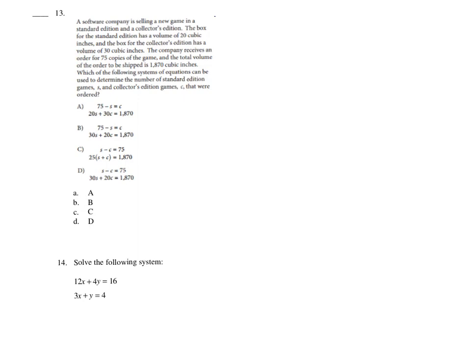All right, next up here, this one says, let's see. Okay, so the standard is 20 cubic inches, and then the collectors is 30. So I would call that 20 times the standard plus 30 times the collectors for the cubic inches, and we want to have a total of 1870 cubic units. So that's that having to do with the volume. And then the other one is saying 75 copies of the game. So that's just, if I add them up, it should equal 75.